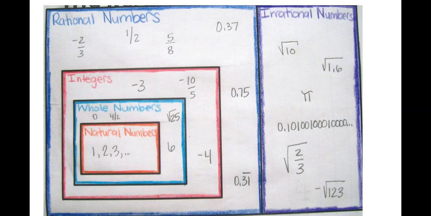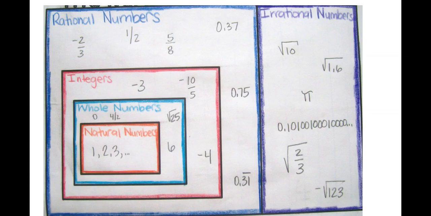The next thing we see is a rational number. So any fraction, so -2/3, 1/2, 5/8, those are all fractions, so those are automatically rational numbers. We then see we have 0.75. That is written as a decimal that stops. Since it terminates, I can write that as a fraction, which we know is 3/4.